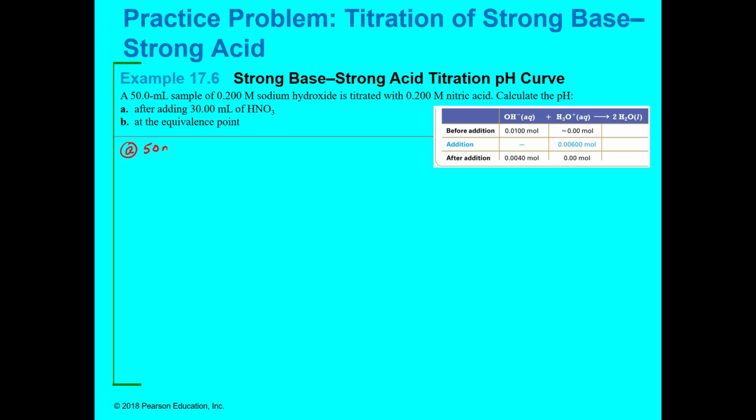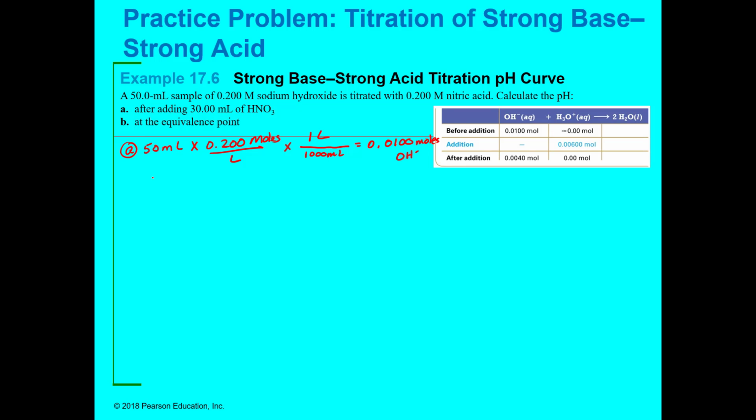50 milliliters of a 0.2 moles per liter, right? Because that's what molarity stands for. All right, and this is my sodium hydroxide. They're both the same though. Then I've got to convert liters to milliliters, so 1 liter over 1,000 milliliters. And that gives me 0.0100 moles of OH minus.